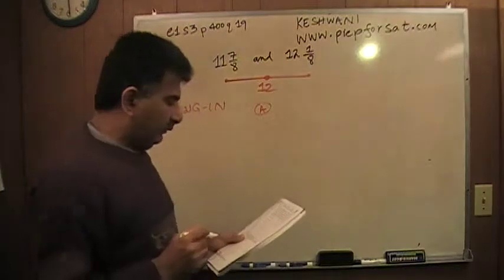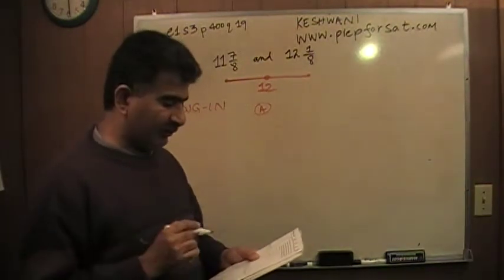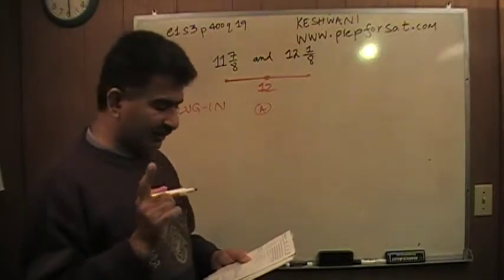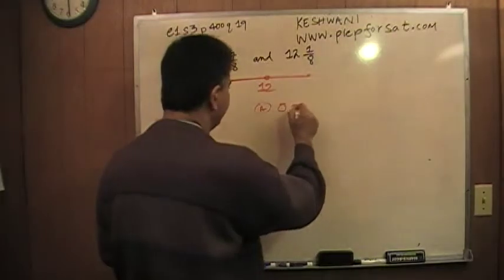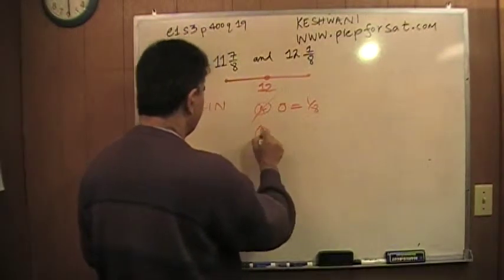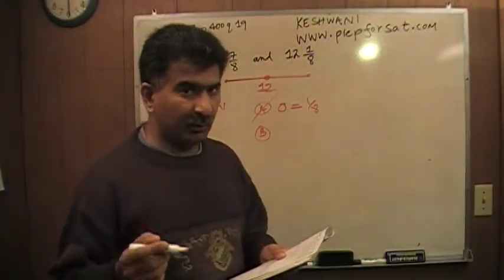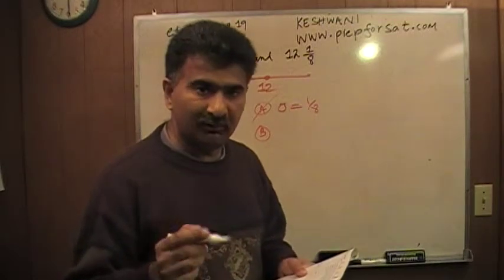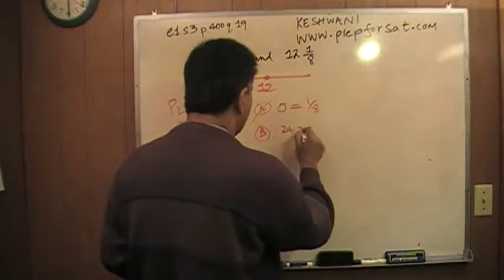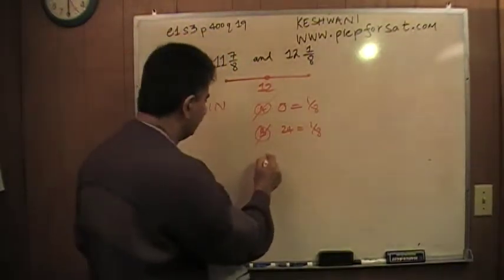If I plug in 12, what does the first answer say? I'm not going to say n, I'm just going to say 12. The first answer says 12 minus 12, which gives us 0. It says 0 equals 1/8, which of course is nonsense. The second answer choice says n plus 12, which in our case would be 12 plus 12, which is 24. And we are told that the absolute value of 24 equals 1/8, which is nonsense.